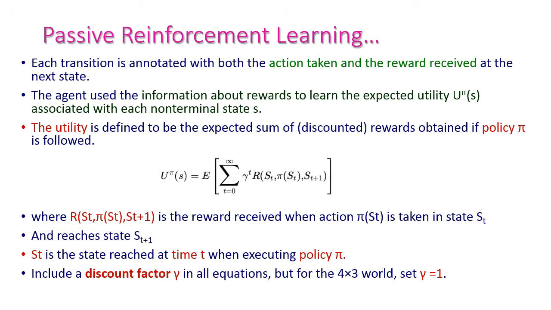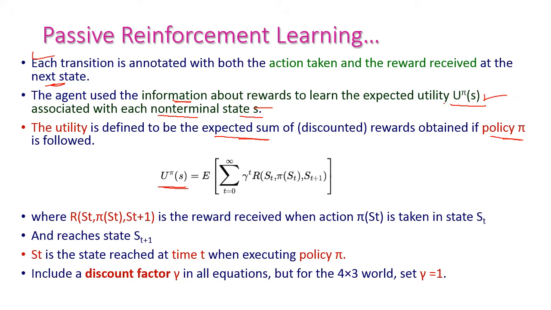Each transition is annotated with both the action taken and the reward received at the next state. The agent uses this information about reward to learn the expected utility function associated with each non-terminal state. Here the utility function is represented by U pi of s. This utility is defined to be the expected sum of discounted rewards obtained if policy pi is followed. So this is our equation.